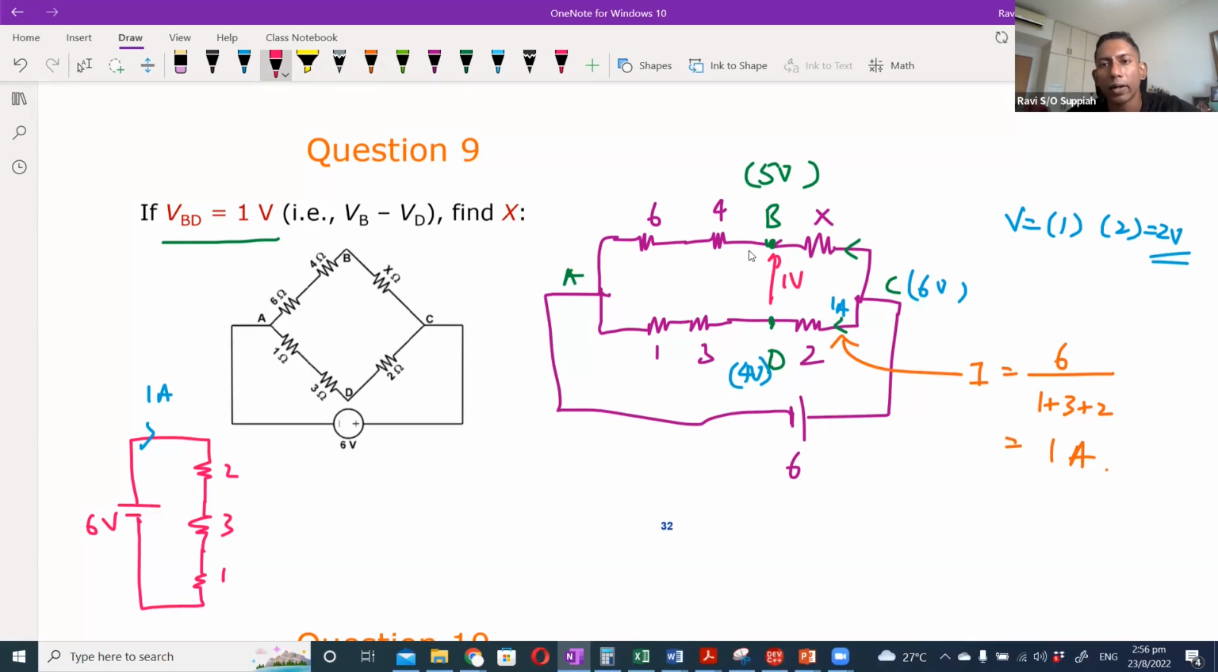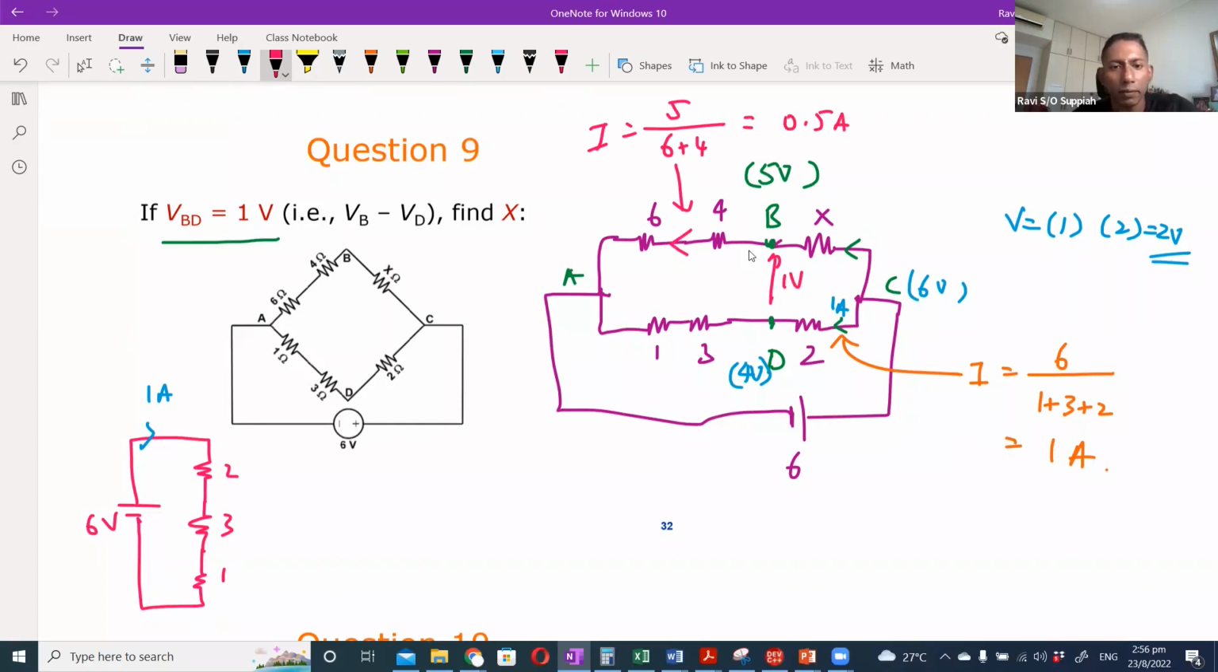if I look at this branch over here, B is 5 volt and A is ground. So if I want to measure the current through from B to A, this current here will be given as 5 over 6 plus 4. It should be 0.5 ampere.